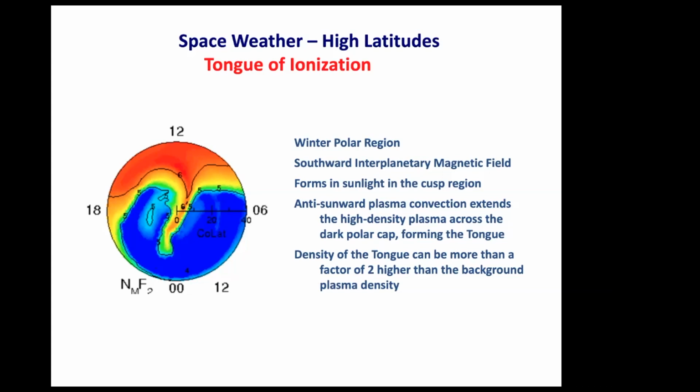The first one at high latitudes is the tongue of ionization. The tongue of ionization forms in a winter polar region when the interplanetary magnetic field turns southward. It forms in sunlight near the cusp. Anti-sunward plasma convection extends the high-density plasma across the dark polar cap, forming the tongue. The density of the tongue can be more than a factor 2 higher than the background plasma density.